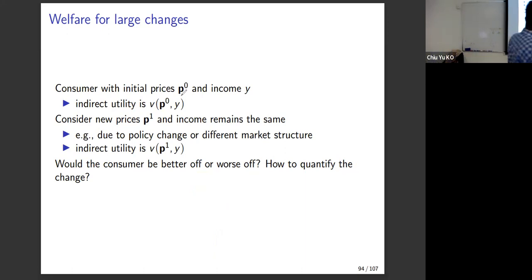So we start with a price vector, a list of prices, P0, and your initial income. Now suppose I change the price only, and income remains the same. The question is whether the consumer is better off or worse off. This is very common, because this is what happens when the government imposes a tax, tariff, or sales tax, or does anything that changes the price. The question is whether people are better or worse off.